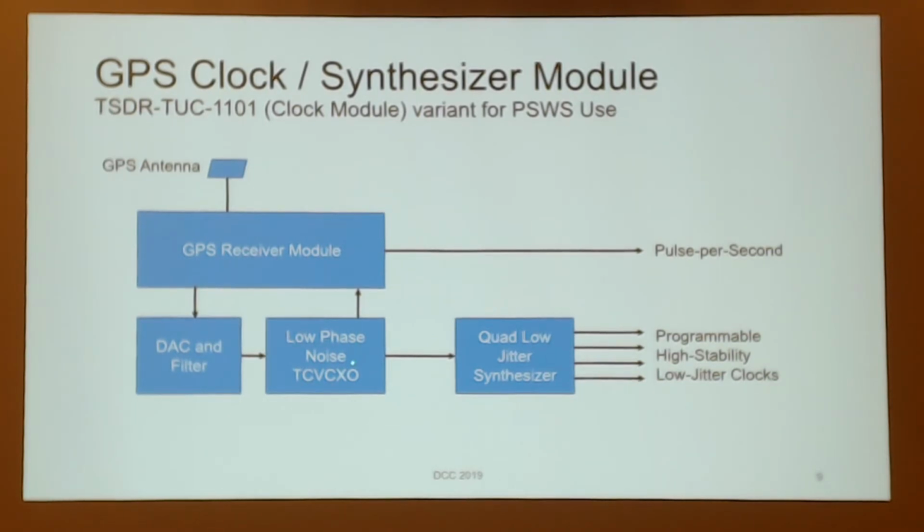Then that TCXO drives a low jitter synthesizer module, so we can program up to 4 high stability, low jitter clock outputs, and these are all selectable through an I2C interface. So we can tell this module what frequency to synthesize. One of these will probably be 122.88 megahertz, which we use to run the ADCs, but we have some options to do this.